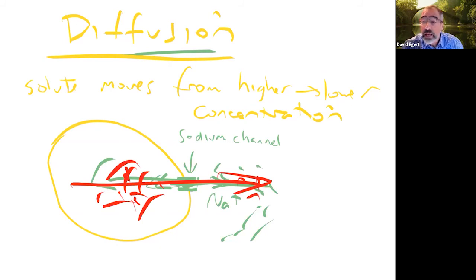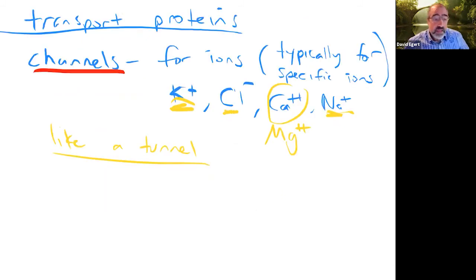They're not moving it in any particular direction. They're just making a tunnel for it to move based on diffusion, or as we're going to see later with ions, based on electrical gradients as well. So we call this passive transport. Things are going to move based on diffusion gradients, or concentration gradients. Sometimes they're just open, but the ones that are more interesting to us are gated.